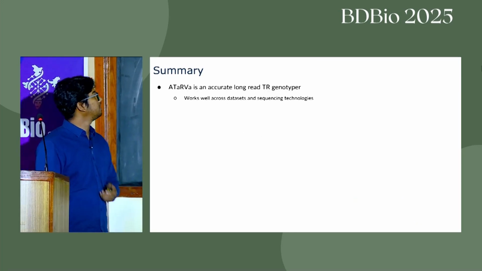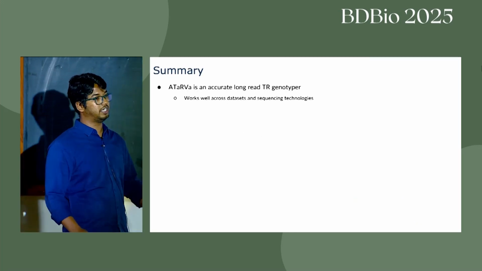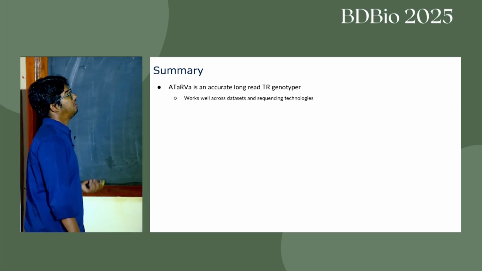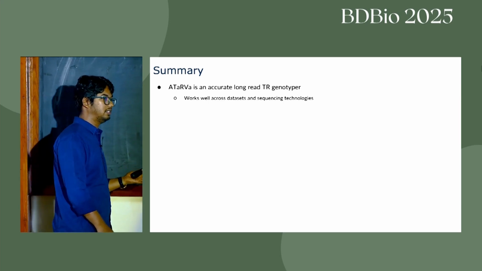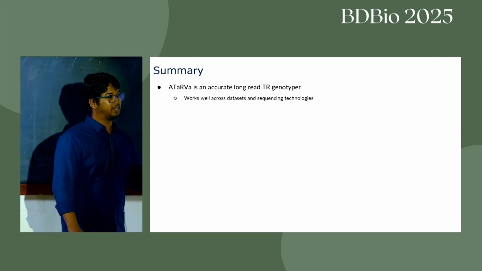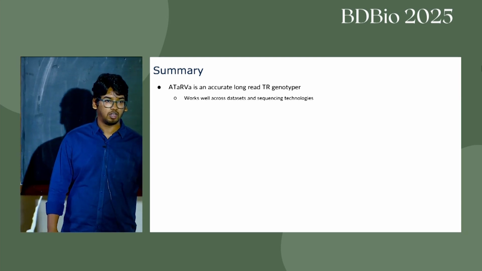So to summarize the talk, hopefully I've convinced you that ATaRVa is an accurate long-read genotyper, and it works well across data sets and sequencing technologies. What I've not shown you here, but I can tell you, is that it also works with short-read data, although it's not optimized for it.